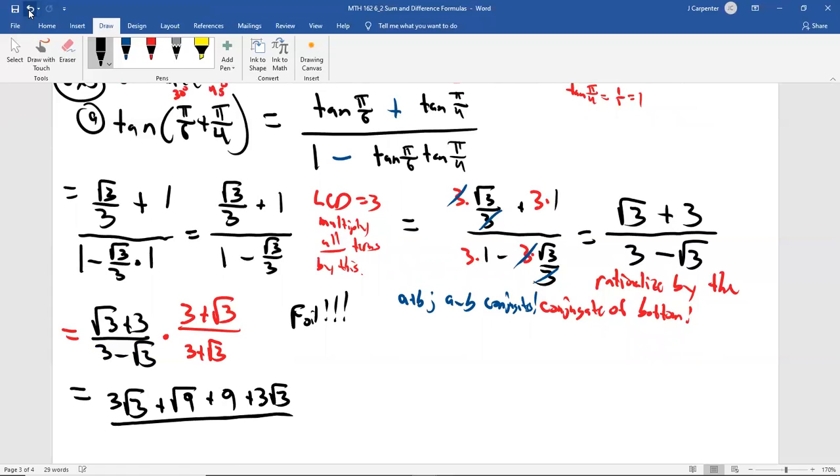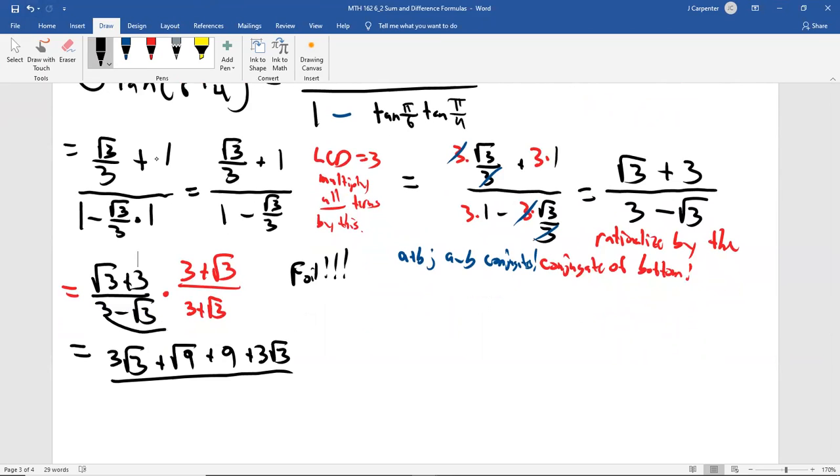Then all over, don't forget your bottom. Now again, the bottom is special. Something special will happen. The top is just whatever happens. So the bottom, the first, the 3 times the 3 is a 9. The outer, 3 times square root of 3 is 3 square root of 3, and it's positive, so plus. The inner, and this will always happen if you're doing everything right, negative square root of 3 times 3 would be negative 3 square root of 3, which you can see the outer and the inner will cancel. That is by design. If that doesn't happen, you've done something wrong.